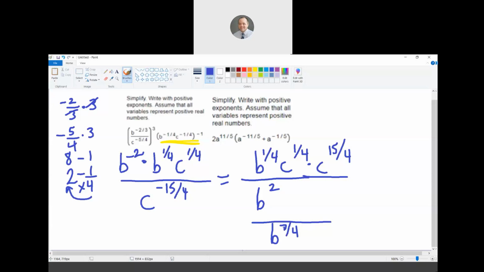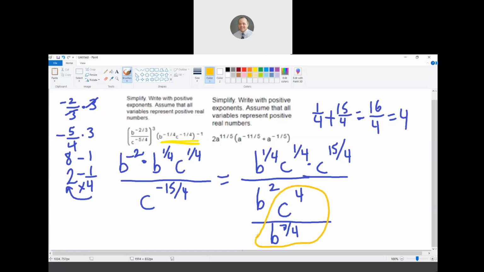For the c's, use the product rule by adding your exponents. And we get 16/4, which is to the 4th power. Final answer, c to the 4th power over b to the 7/4 power. On campus, any questions about this example?